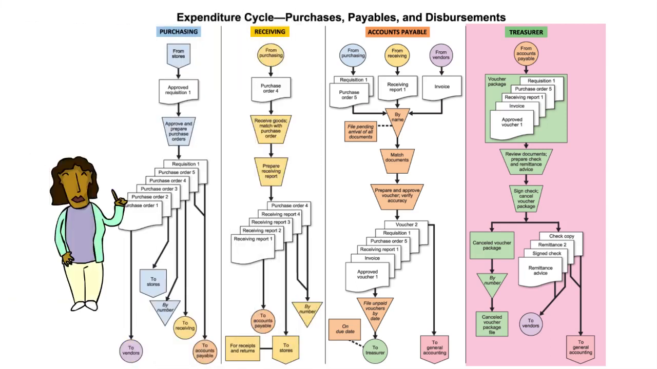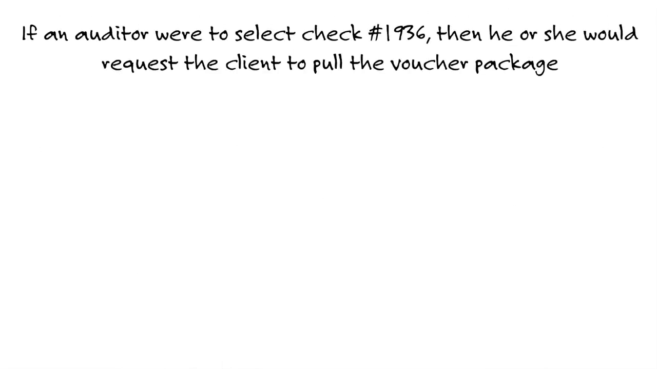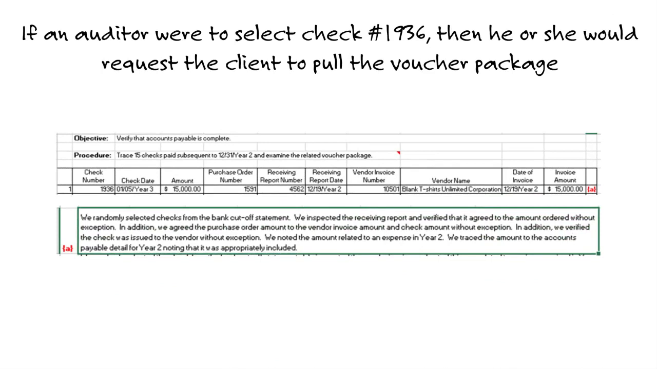Now again, let's talk briefly about how else an auditor might deal with this information in performing audit testing. One of the big ones is testing for the completeness of liabilities, typically done through the search for unrecorded liabilities. They pull cash disbursements made after year end. So, if an auditor were to select, say, check 1936, which happens to be the check the treasurer just issued, he or she could then request the client to pull the voucher package.